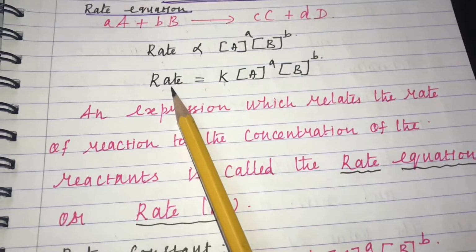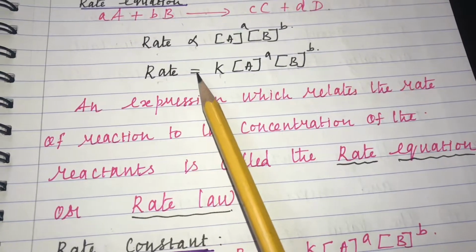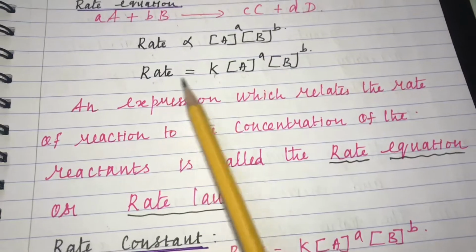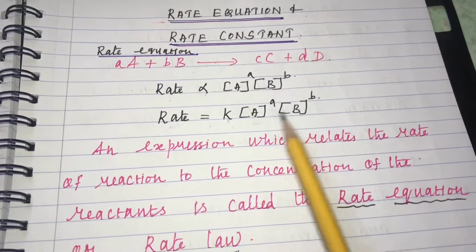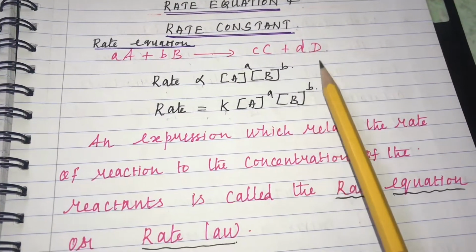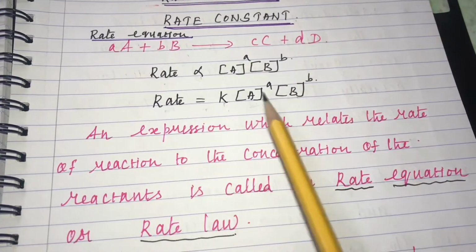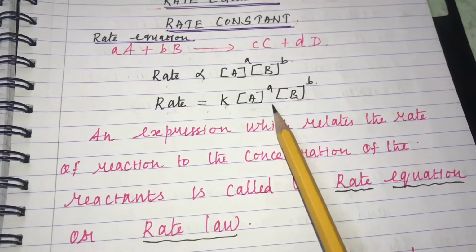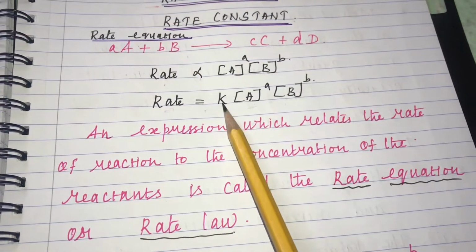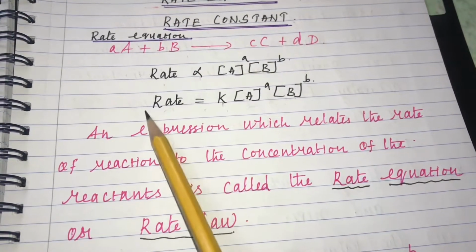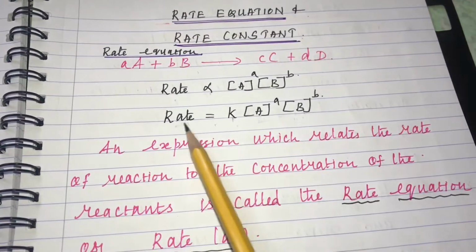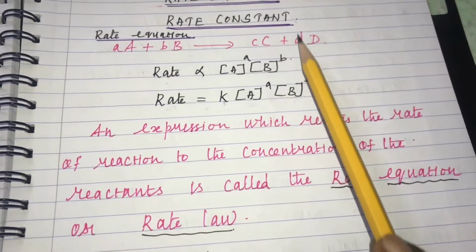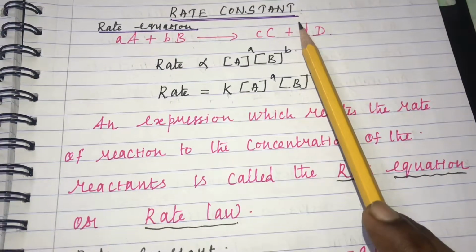Here this expression, the rate of the reaction is equal to k[A]^a[B]^b. This expression is called the rate equation, or rate law, of this reaction. So, this expression relates the rate of the reaction to the concentration of the substances and also to the rate constant. Next, we are going to see what the rate constant is.